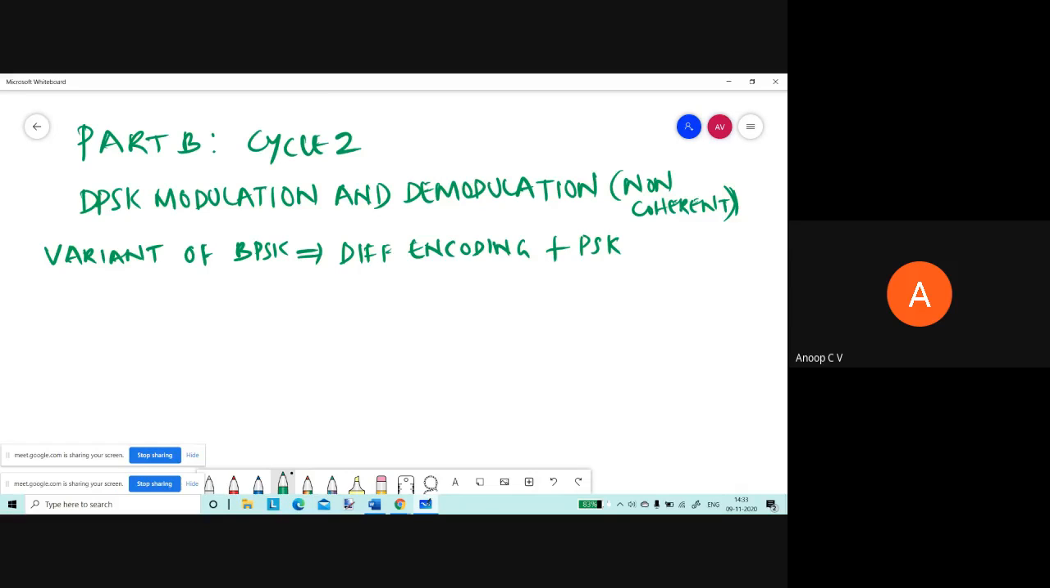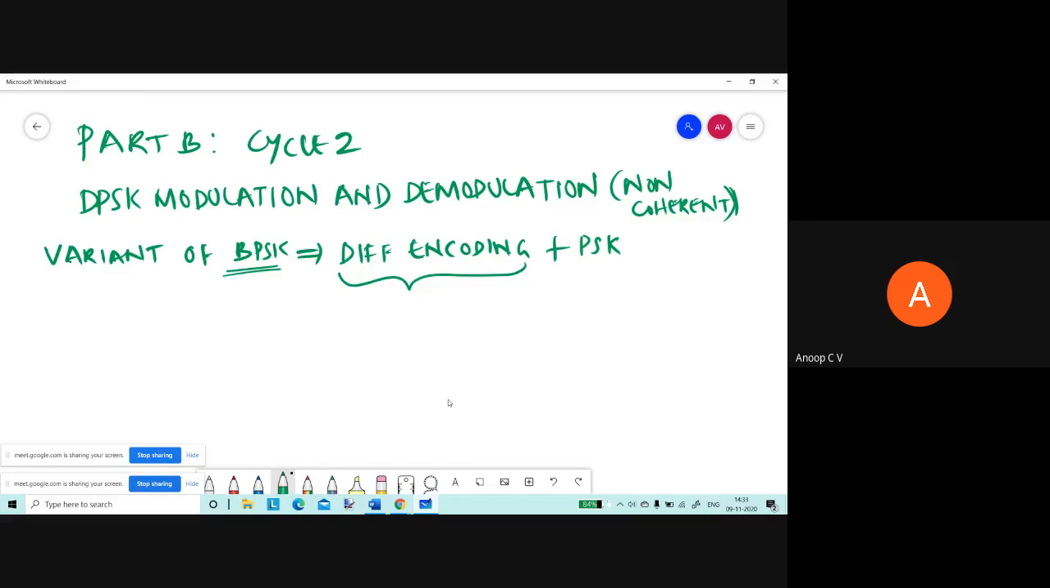So in BPSK, what we did is, if it is a 1, we'll be transmitting in phase, and if it is a 0, we'll be transmitting out of phase signals. You have implemented it using discrete components in Multisim, right? Whereas in DPSK, unlike this BPSK, we have a differential encoding part, which helps BPSK perform better in a noisy environment, and also facilitates the non-coherent detection, right? So we have discussed those things.